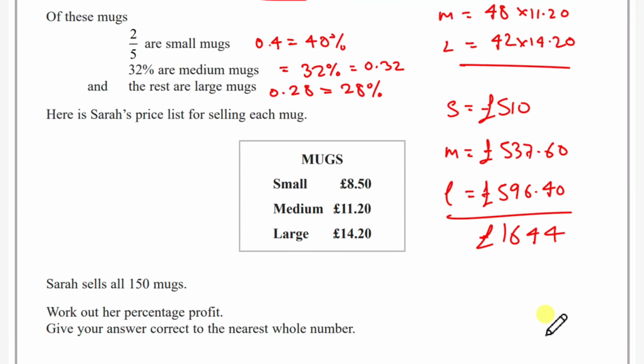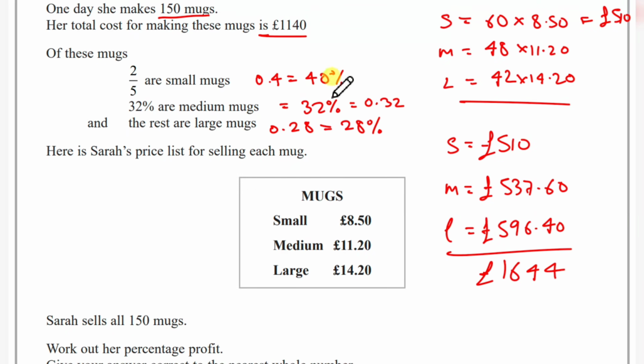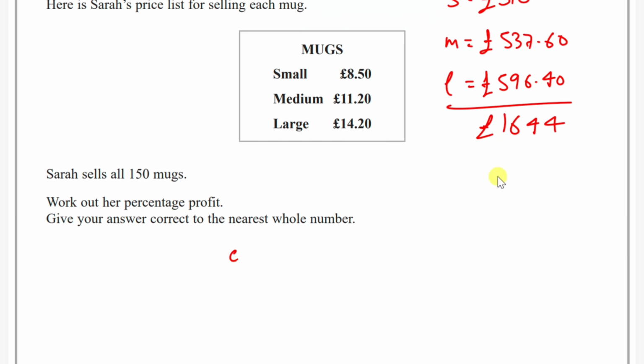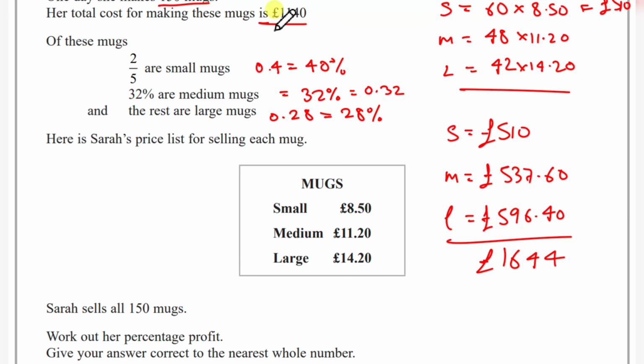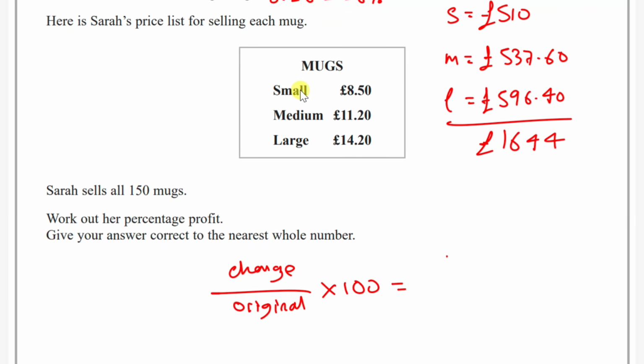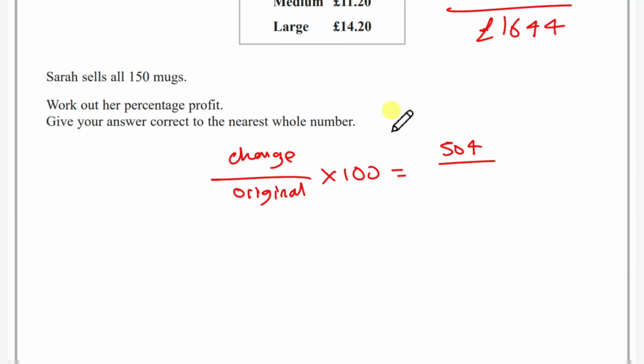Now to find out the percentage profit, it's always the difference or the change over the original amount that you invested in. So it's going to look like this. The formula is always the change over the original, and then you times it by 100 to make a percentage, yeah? So what's the change? It'll be 1,644 minus 1,140. If you do that, you should be left with £504, yeah? So you put 504 here over the original, which is £1,140, and then times it by 100, and now we're going to see exactly what that's worth, yeah?